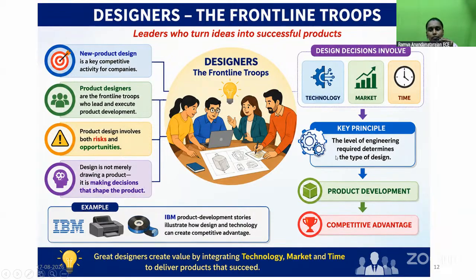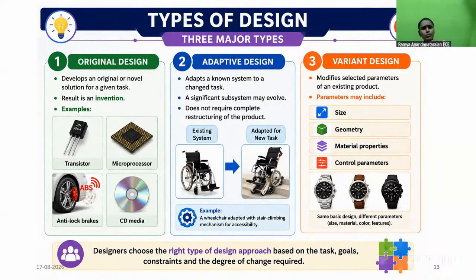What is the key principle involved? The level of engineering required determines the type of design that you are going to use. There are different types of design which we will discuss today. So the level of engineering required for making that product decides the type of design. Let us move on to the different types of design. Before that, if you look at the IBM products, you get an understanding of how they are designing it, and what are the methods that they followed. Great designers create value by integrating technology, market, and time to deliver products that succeed. So let us go to the different types of design.